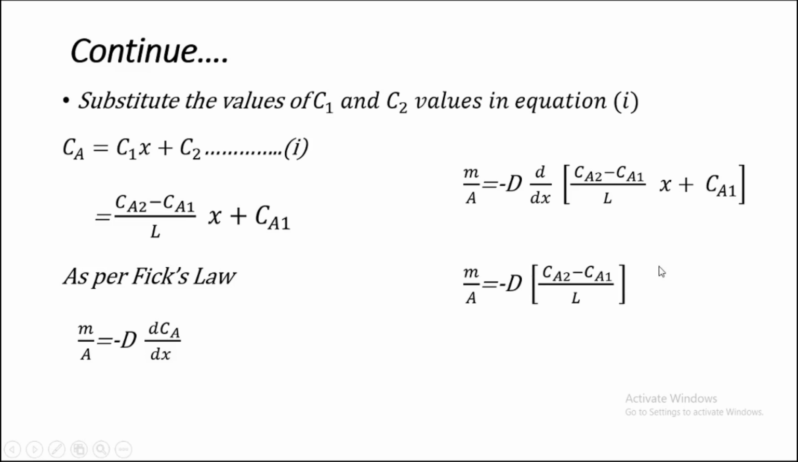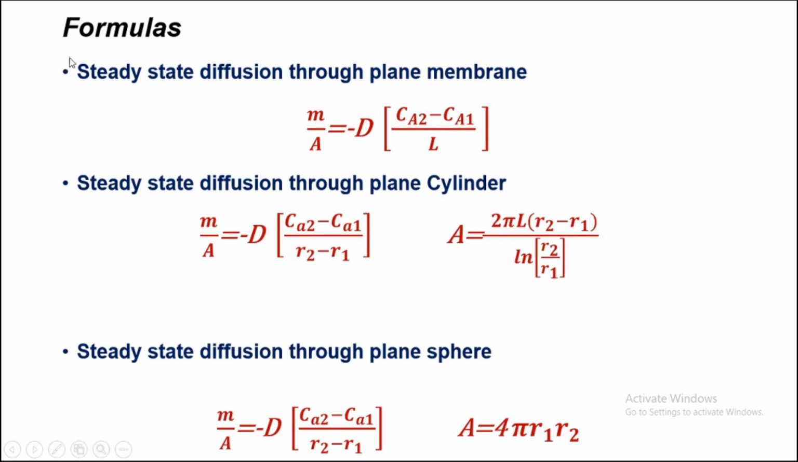So this is the one-dimensional equation for mass transfer in a plane membrane, that is m by A is equal to minus D into Ca2 minus Ca1 divided by L. Here m by A represents mass flux, D represents the diffusion coefficient, Ca2 represents the molar concentration at the second point, Ca1 represents the molar concentration at the first point, and L is the thickness of the membrane. So that's it.